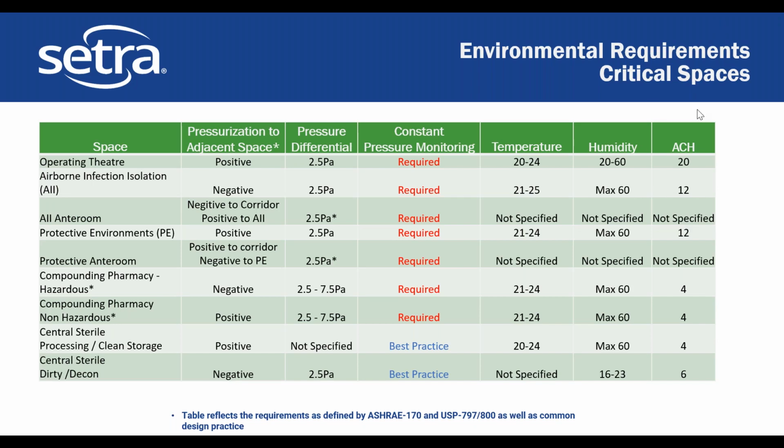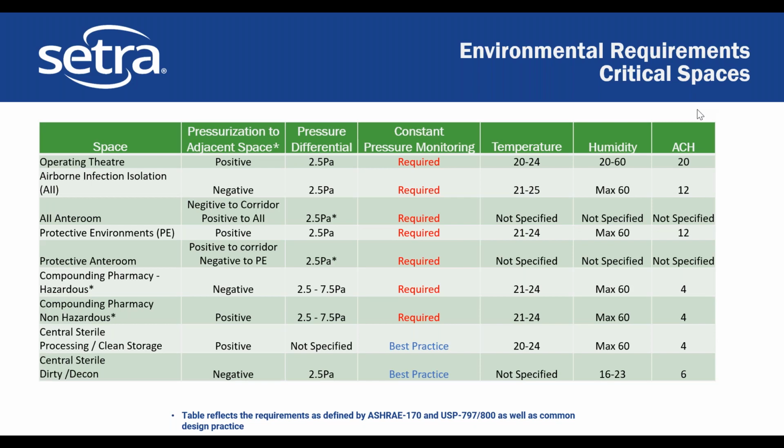And then here's the temperature, humidity, and then an ACH requirement. I think an important thing to note is all of these spaces, regardless of monitoring or temperature or whatnot, all, except for the two anterooms, which I'll talk on in a second, have an air change per hour requirement. And understanding that and knowing that it's actually happening is pretty important to infection control.